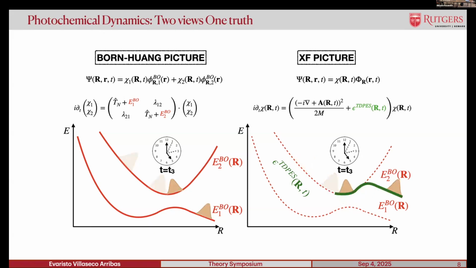So again, this is the same thing, just looking at it through two different mathematical formalisms, but it's the same thing.